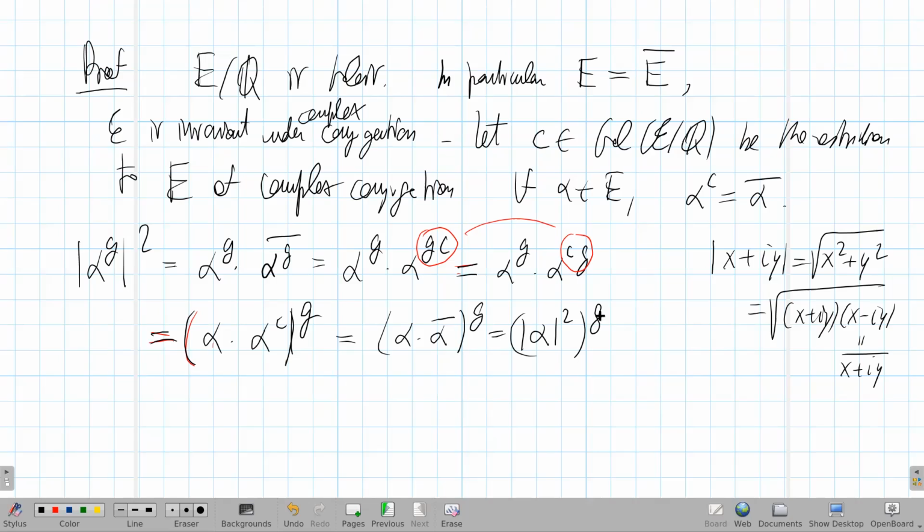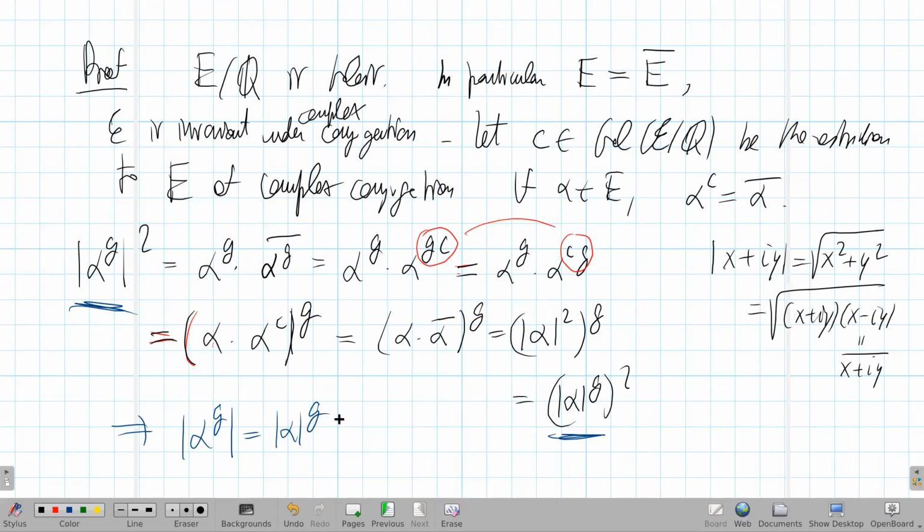And if you wish, since g is a morphism again, this will be alpha to the g, squared in absolute value. And as I said, these are positive numbers. So if the squares are equal, then the numbers themselves are equal. Okay.